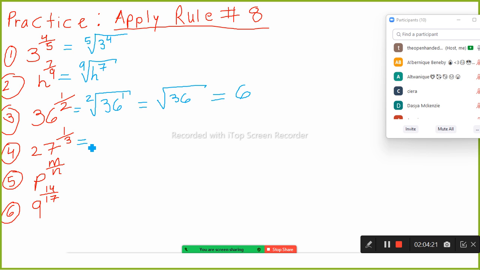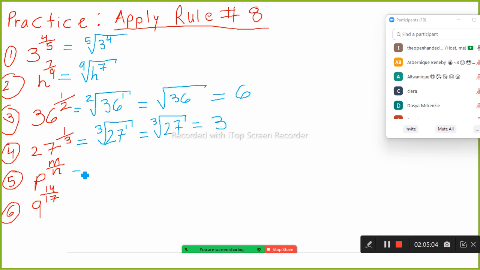Deja, number 4. I have the cube root of 27, but I just put 27 because it's the power of 1. And then the answer for that is 3. Excellent. So the cube root of 27 to the power of 1 is still the cube root of 27. Now, the cube root is going to be which number? If we have 3 times 3 times 3, we get 27. So the cube root of 27 is 3.